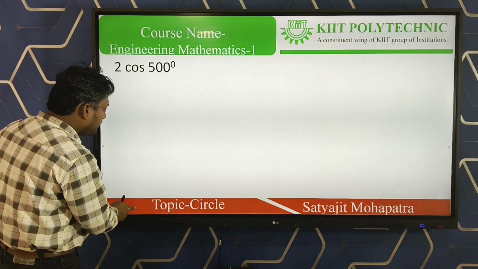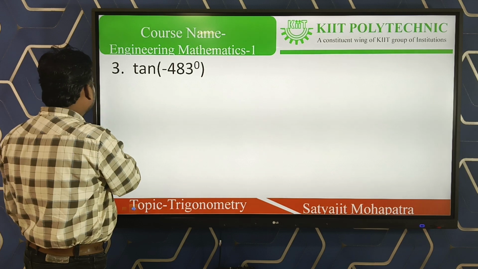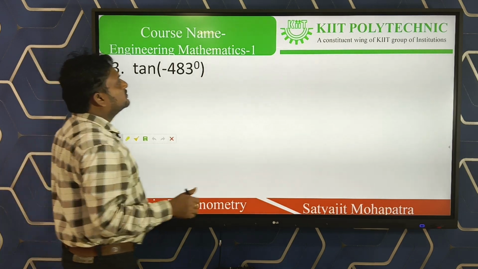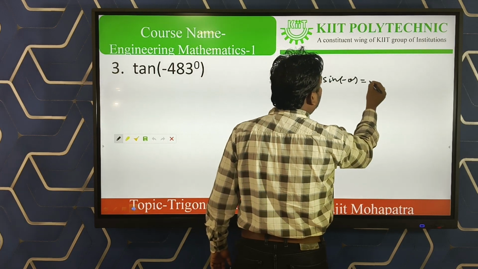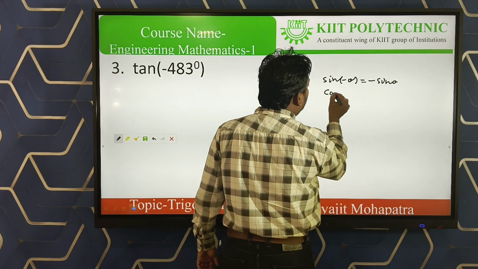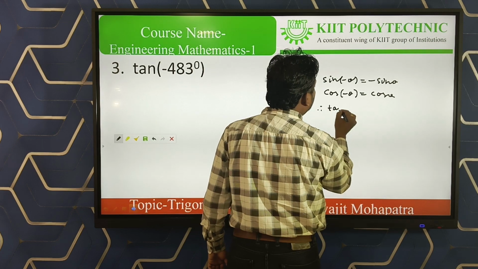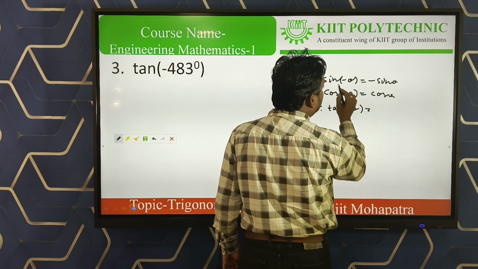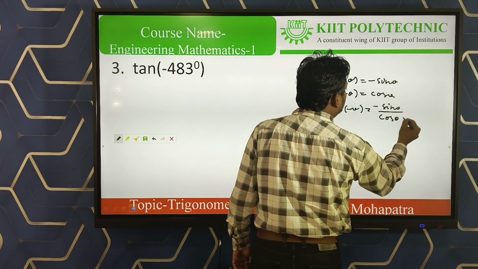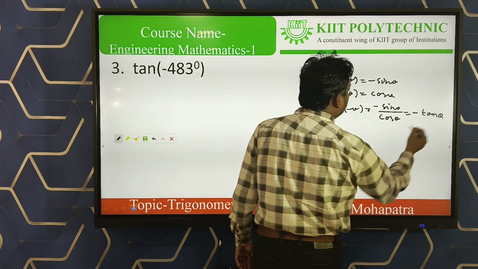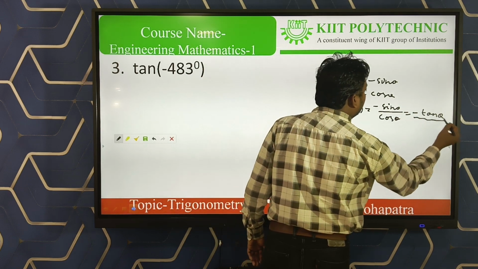Come to the next slide. Here is another question that is very important. All of you see. I have just told you that sine of minus theta is an odd function, that is minus sine theta. Cos of minus theta is cos theta. So obviously divide these two. Tan of minus theta will be sine of minus theta by cos of minus theta, that is minus sine theta by cos theta, which equals minus tan theta. So we derived the formula: tan of minus theta equals minus tan theta.